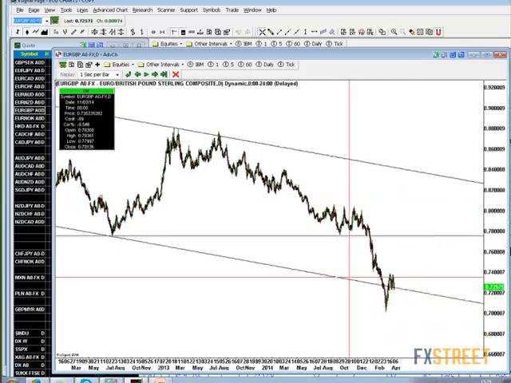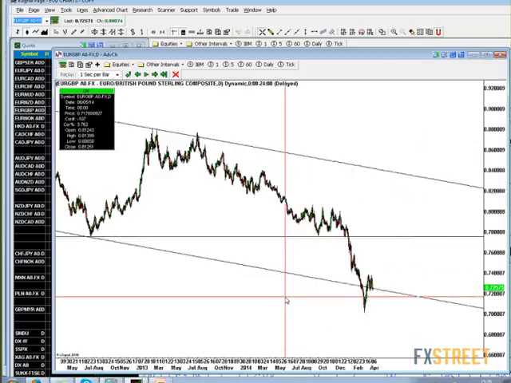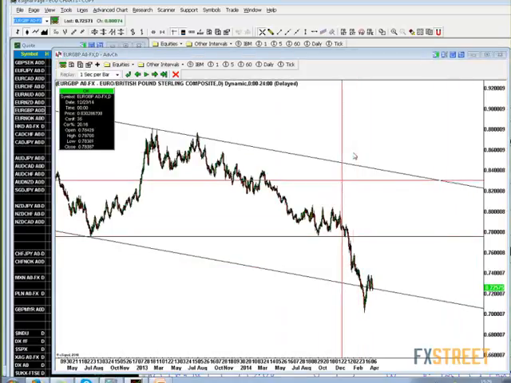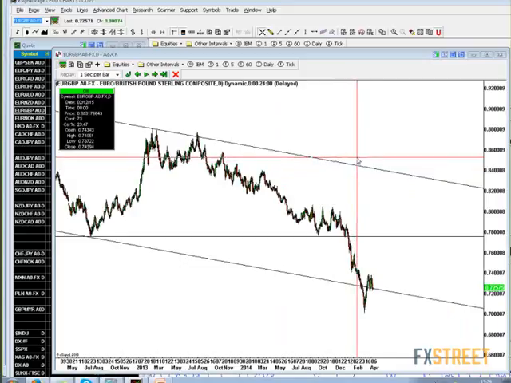Which again is the bonus because we've already done the hard work, so we don't need to be doing it again. By virtue of the fact we're starting on the monthly and then going down to the weekly and drawing our levels on both respectively, it means that a lot of the time we don't have to worry about the daily.